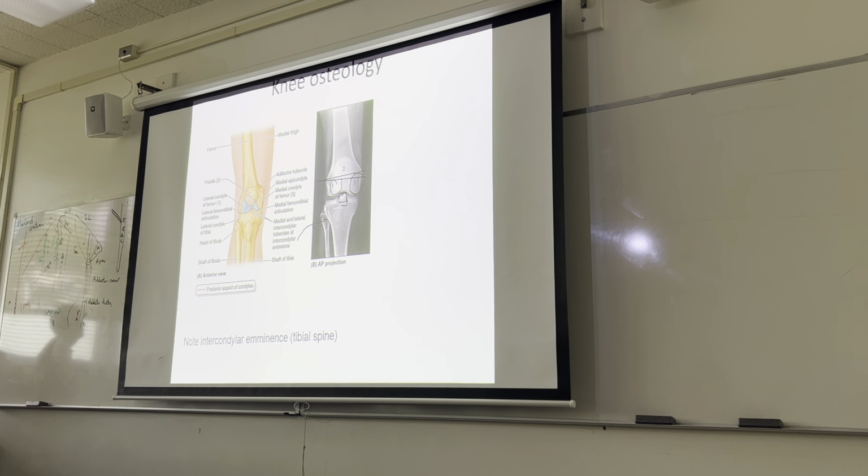Just to remind you, externally stabilizing the knee joint, in addition to muscles, we have the patellar ligament. Medially, we have the pes anserinus, the goose's foot: 3 muscles from 3 different compartments, so sartorius, gracilis, semitendinosus. And then laterally, we have the IT band.